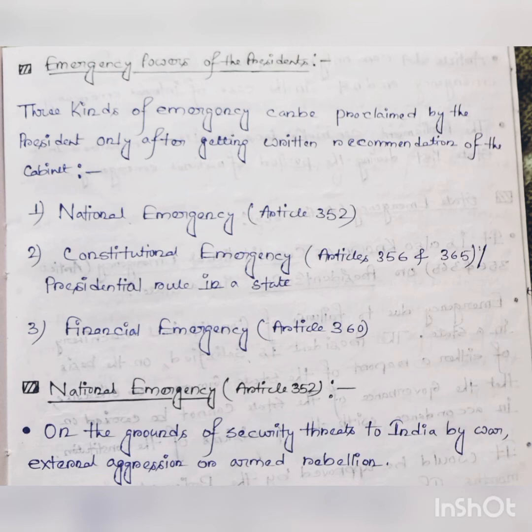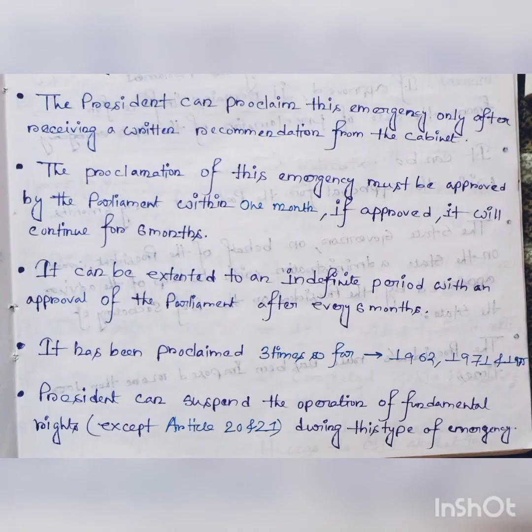On the grounds of security threats to India by war, external aggression or armed rebellion, the President can proclaim this emergency only after receiving a written recommendation from the Cabinet. The proclamation of the emergency must be approved by the Parliament within 1 month. If approved, it will continue for 6 months. Next, it can be extended for an indefinite period with the approval of the Parliament after every 6 months.